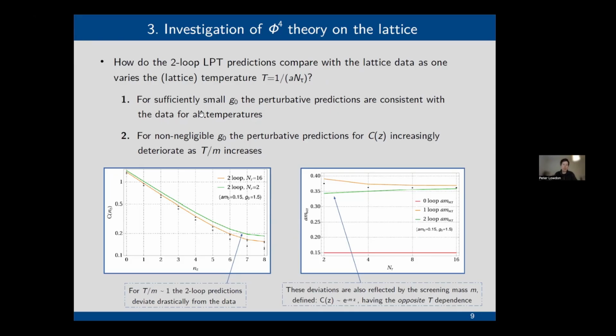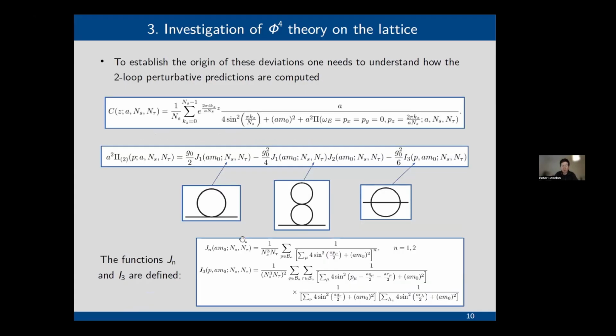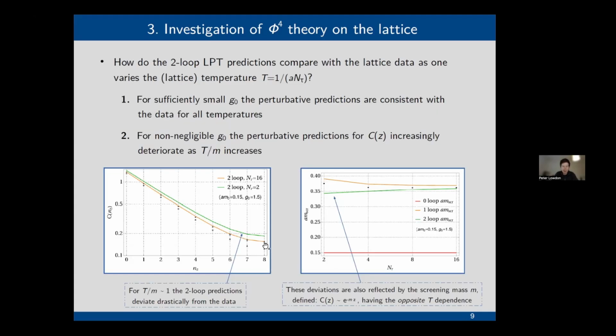So we compare the predictions of lattice perturbation theory to the lattice data, and we see that for very large temporal size lattices, which are very cold systems, the perturbative prediction, which is this orange line, agrees well with the lattice data, which are these upper black points. And as soon as you increase the temperature significantly, you go to a temporal size of 2, which is a significantly hotter lattice system, you find that your perturbative predictions deviate significantly away from the data, which are the lower black points here.